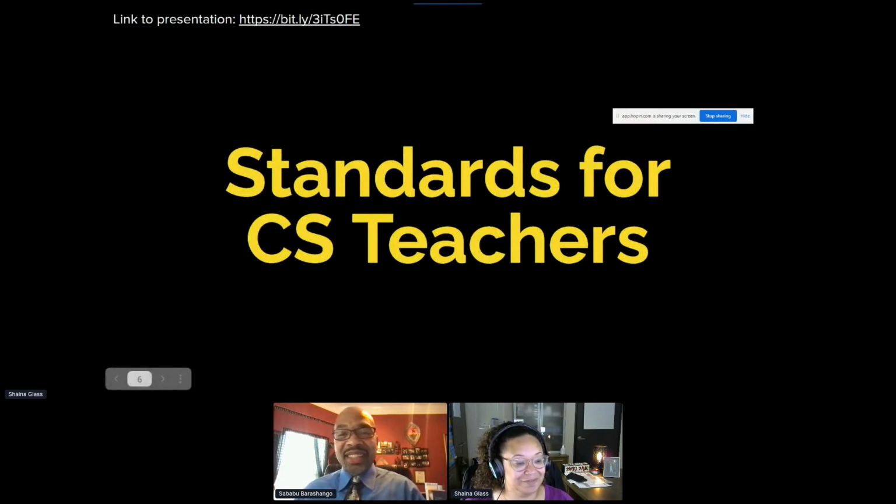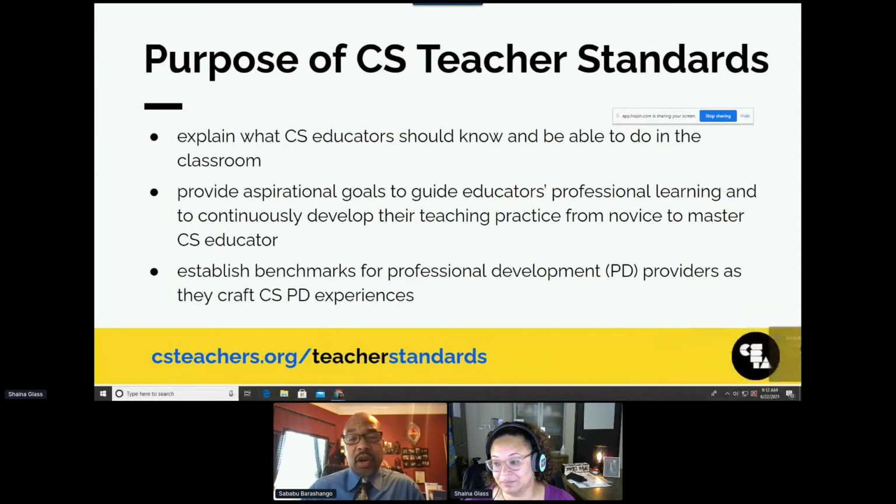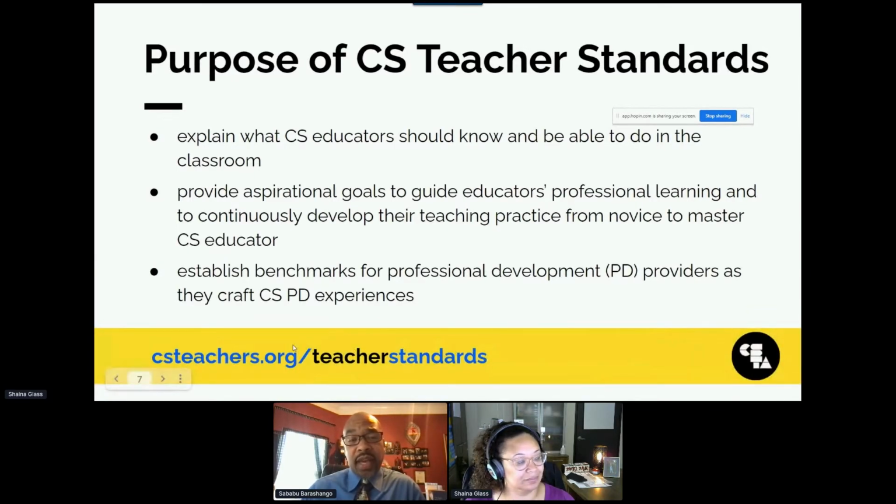Okay. All right. So part of what we're doing is reiterating or introducing the standards for computer science teachers. So we're going to walk through that and show you how to gain access to those standards as well. But first, why computer science-specific standards for teachers?